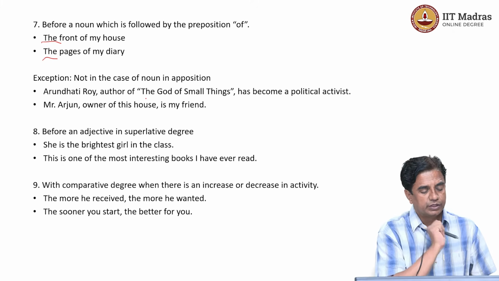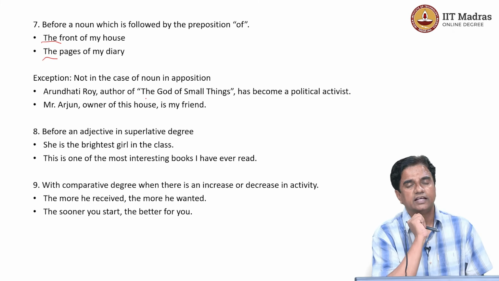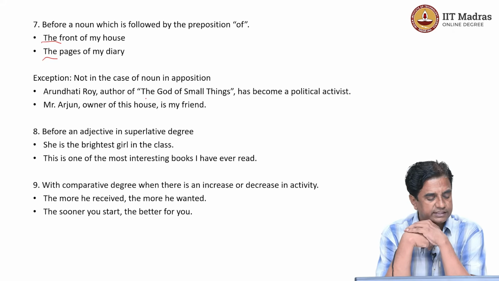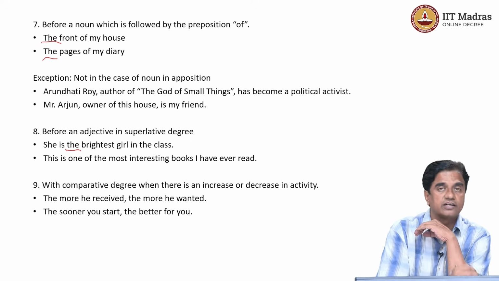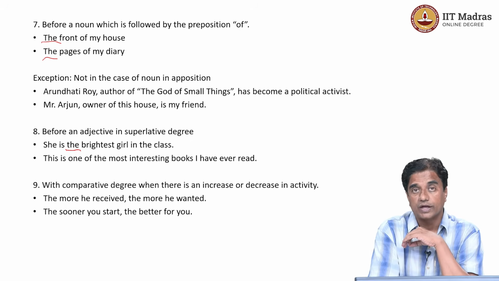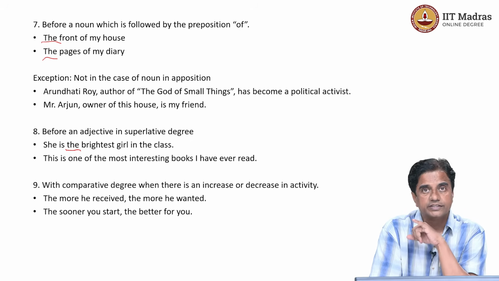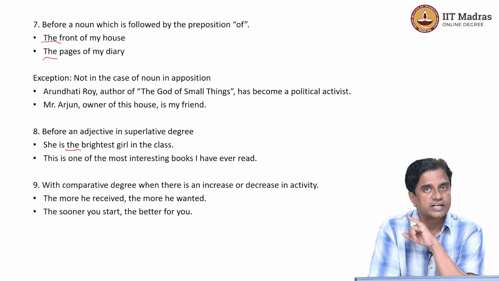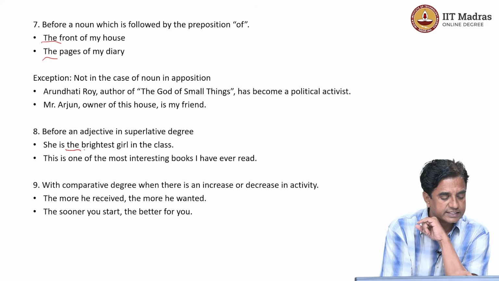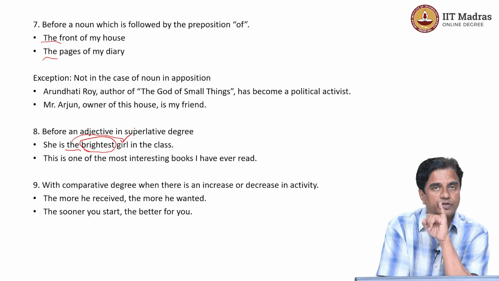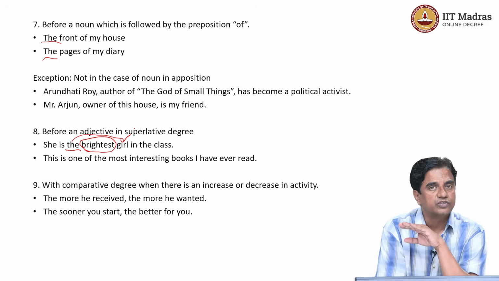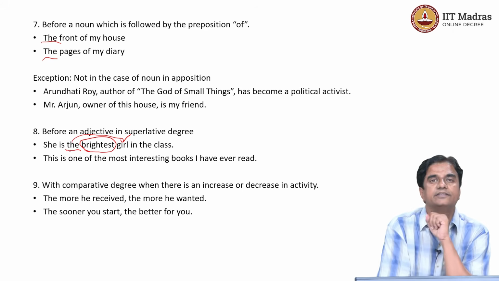Number 8, we use before an adjective in the superlative degree. So we can say, she is the brightest girl. So the definite article is not used before an adjective. But keep in mind, here, it's not just an adjective. The moment we use this in the superlative context, it is also in front of a noun. So we are not talking about just a girl. We are talking about the brightest among all. Therefore, it receives unique identity, hence the definite article.